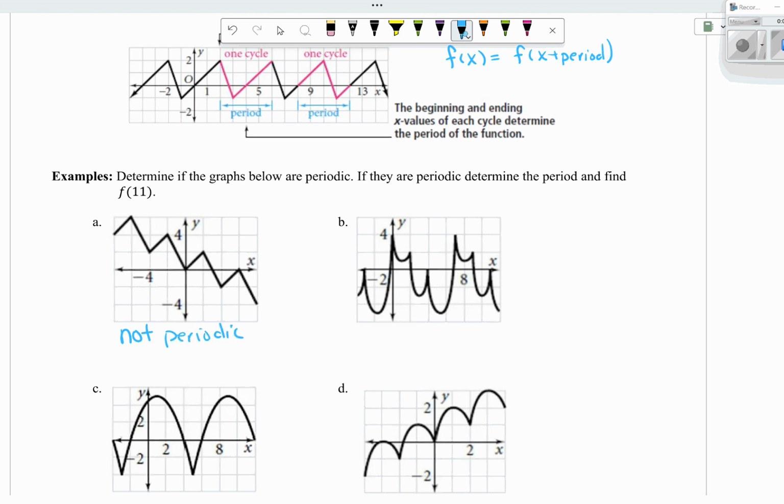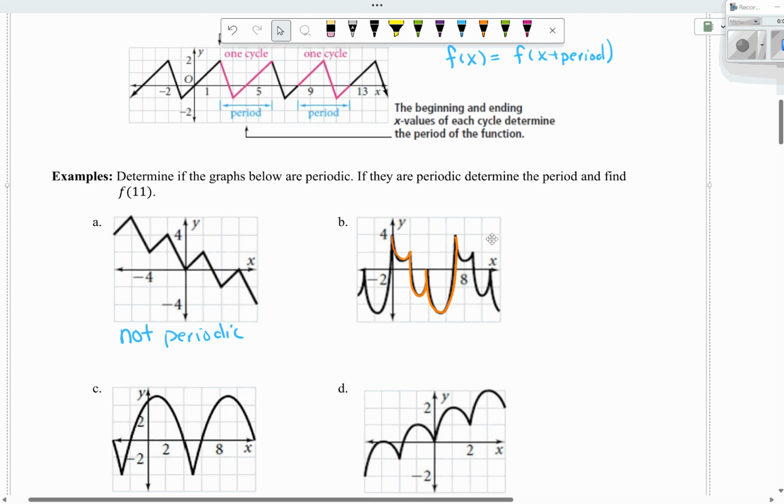Looking at B, this would be a periodic function. If we start here to look at the pattern, we can see that if I were to move this shape over, it would continue over here. So this would be a periodic function. Did I have to start there? No, I could have started somewhere else on my graph, but this one's the easiest place, because then we can look from y all the way over to here to see what the period is.